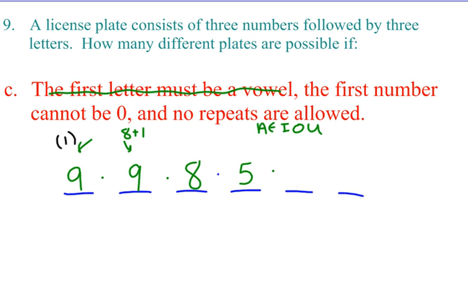With my letters, I would have 26 choices, except I already took a vowel out. So now I'm down to 25 choices. And then when I take out that next letter, I'm down to 24 choices.